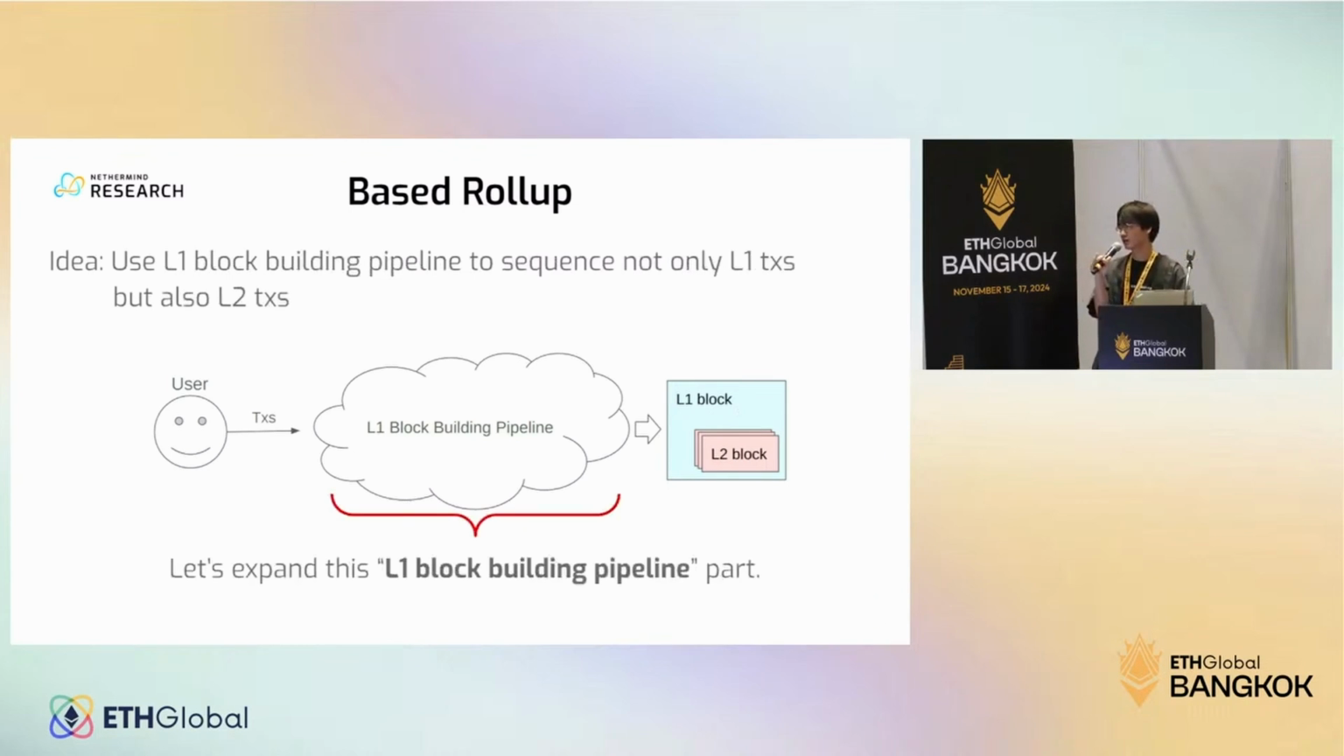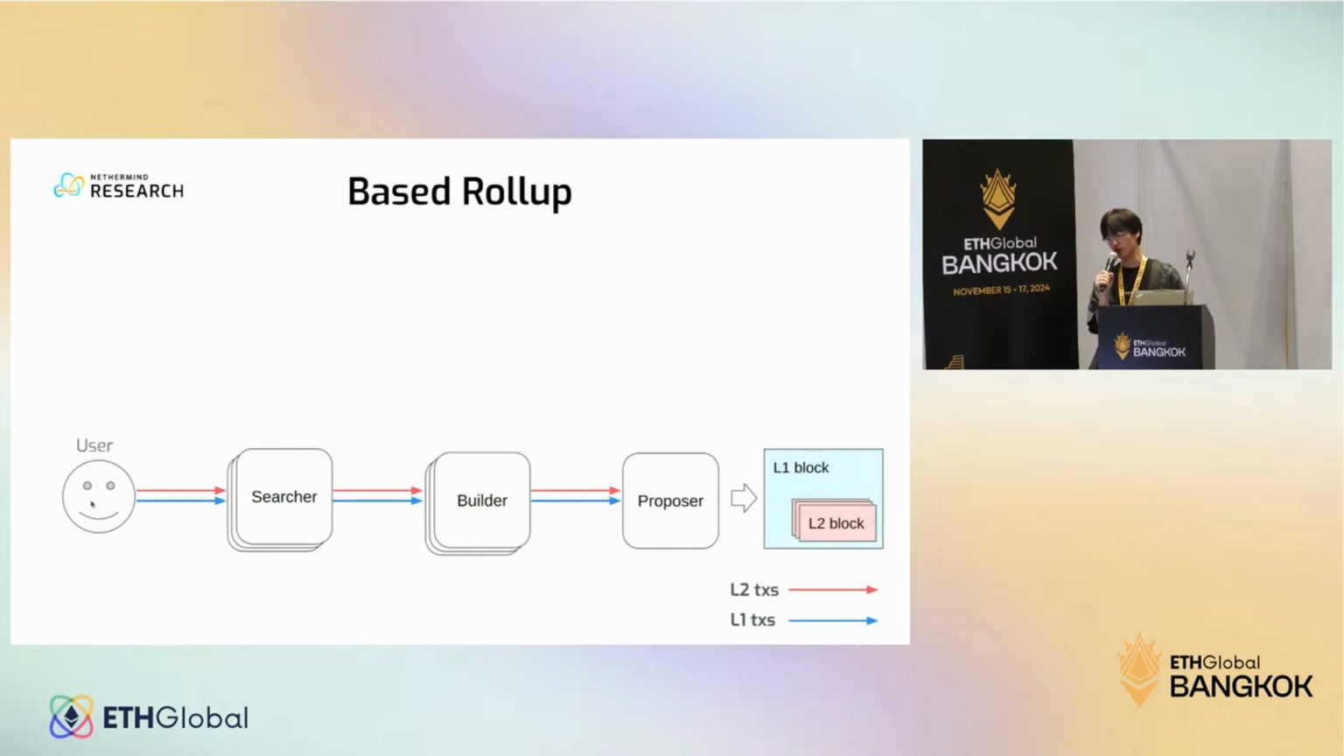Okay, so let's look at the L1 block building pipeline. The user sends their transaction out to the mempool, and then what we call searchers will bundle these transactions. So for example, if you have a DEX trade, the searcher will insert an arbitrage transaction right after it and construct what's called a bundle. And then these bundles are sent to the builder. The builder will collect all these bundles and construct a block. And notice that they're worth this much. And then they're all going to send bids to the proposer. And the proposer is going to select the highest valued block and then propose it.